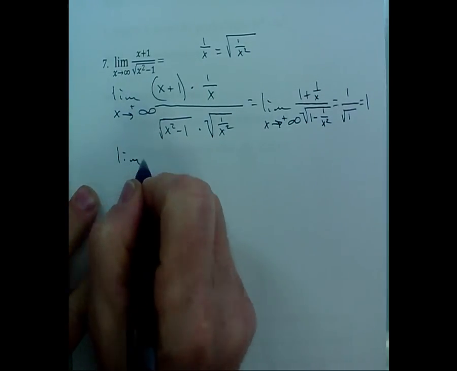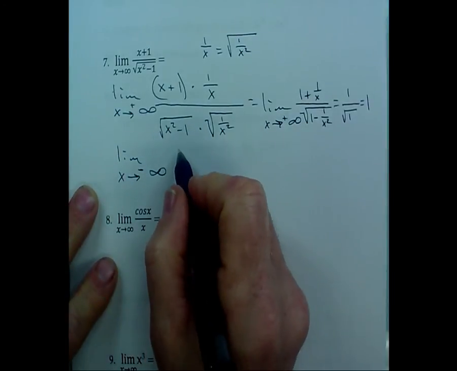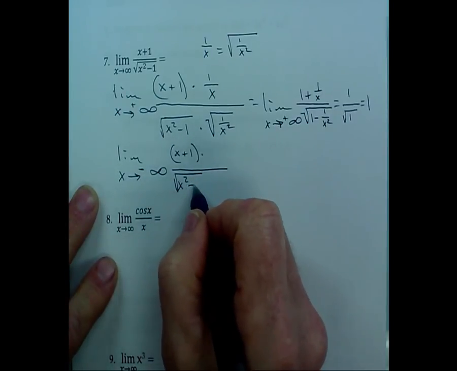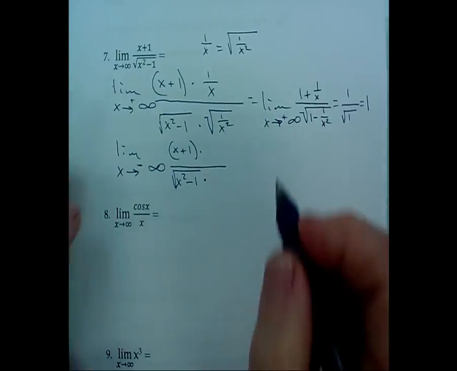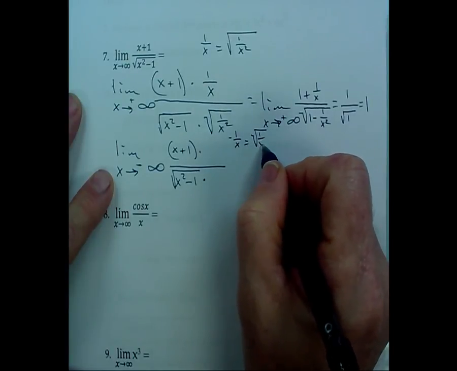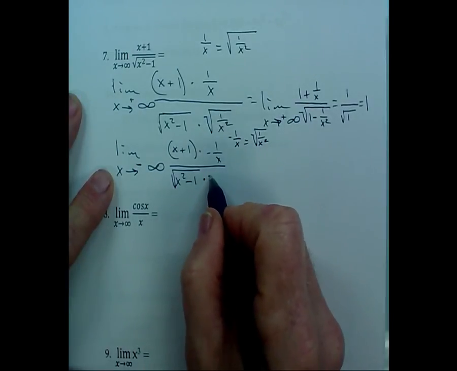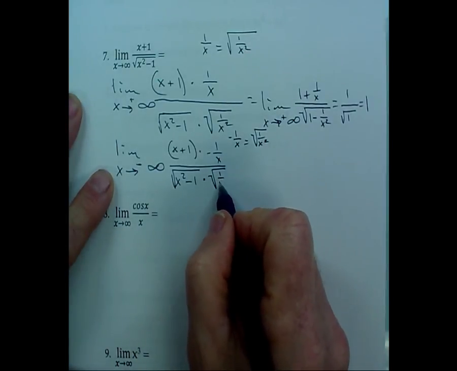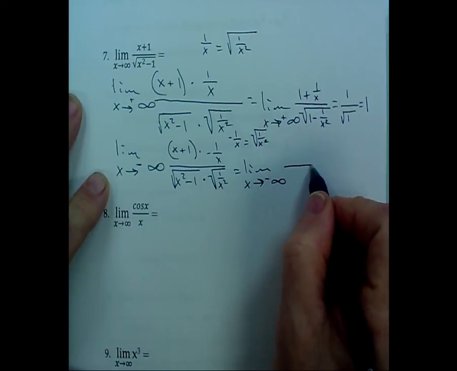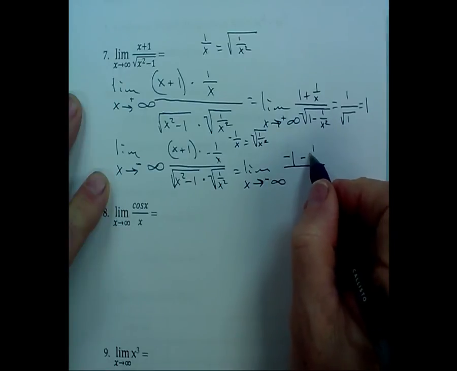So what's that going to look like? The limit as x goes to the left, where all the negatives live. And so this is going to give me x plus 1 times, and down here I'm going to have the square root of x squared minus 1 times. And up here, to give you a hint, Owen, I'm going to have the opposite of 1 over x, because I'm going to the left of this. So, Owen, what am I going to multiply here? Negative 1 over x. What am I going to multiply down here? Square root of 1 over x squared. Okay, and that's going to give me the limit as x approaches negative infinity. What do I get on top, Owen? You get negative 1 minus 1 over x. And what do I get on the bottom?